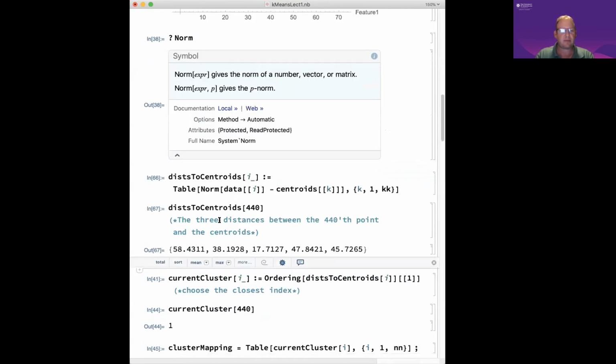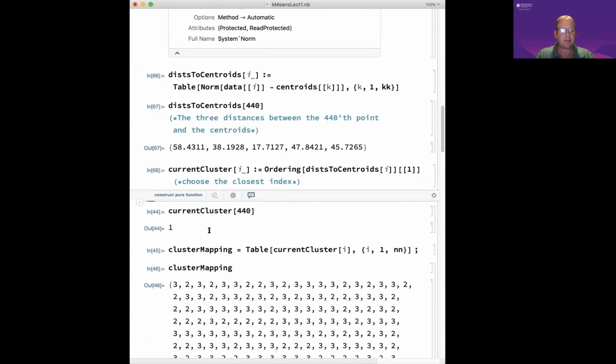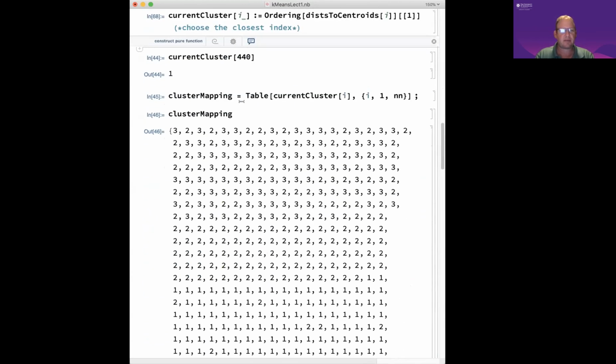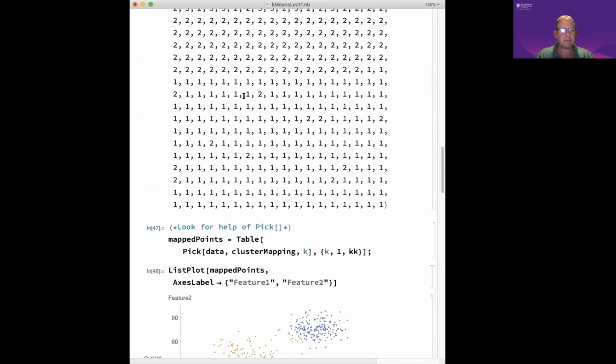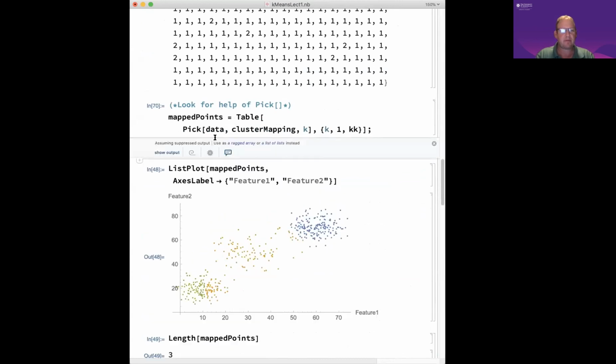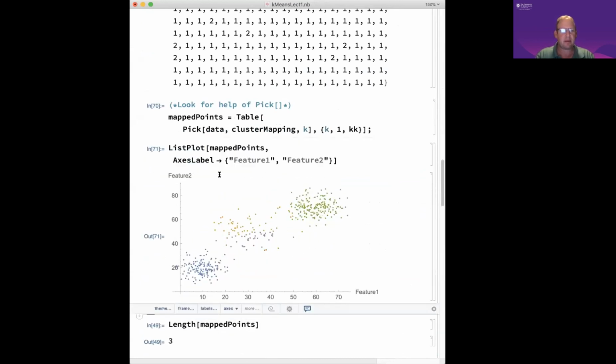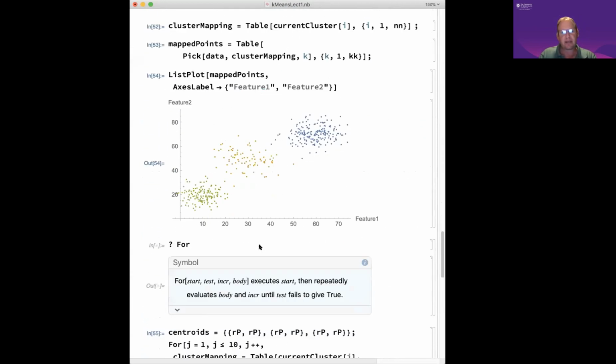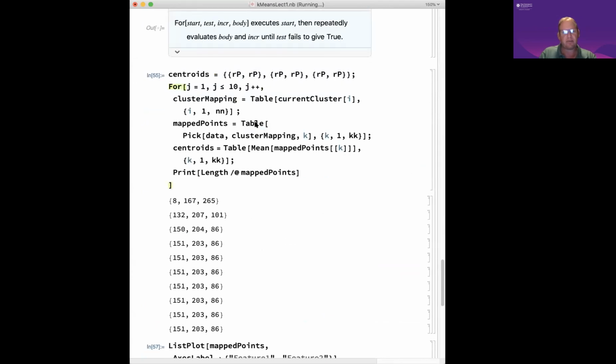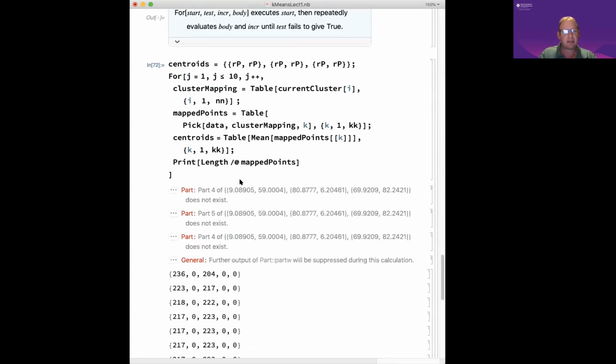Distance to the centroids is here. Clusters, cluster mappings, map points, this was just some demonstration. Now you've got 5 different colors, and it might not be the right fit. If we run it all here with 5 clusters, something didn't work. Oh, because I needed again to initialize for 5 clusters.